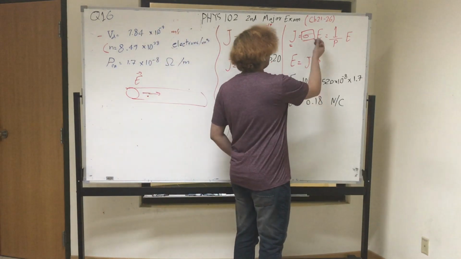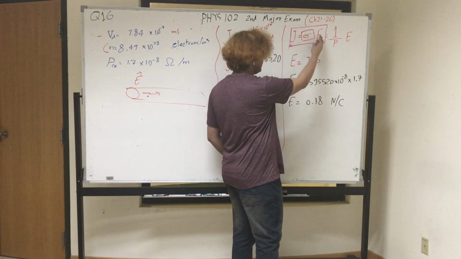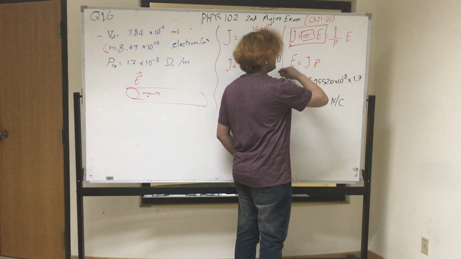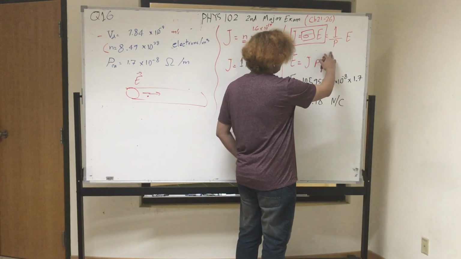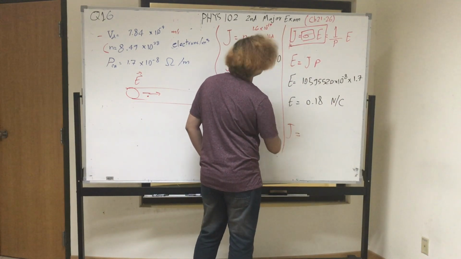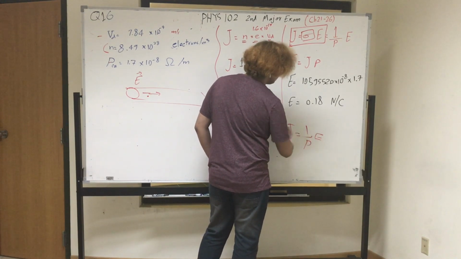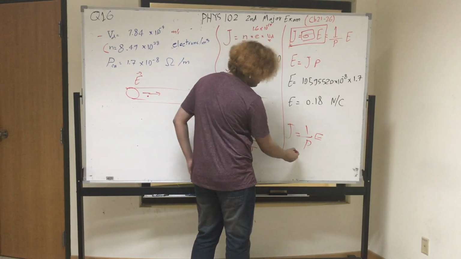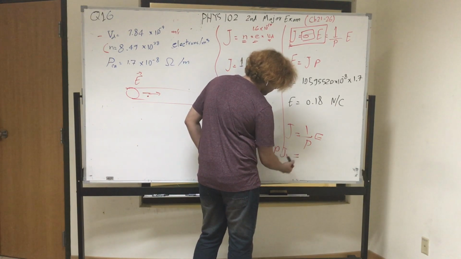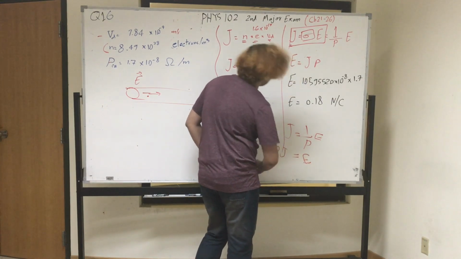Okay, so we know from our equation sheet that current density is equal to conductivity times the electric field. And we know that conductivity is just 1 over resistivity, the reciprocal of resistivity. So basically, current density is 1 over resistivity times the electric field. Multiply both sides by resistivity, and you get resistivity times the current density is equal to the electric field.